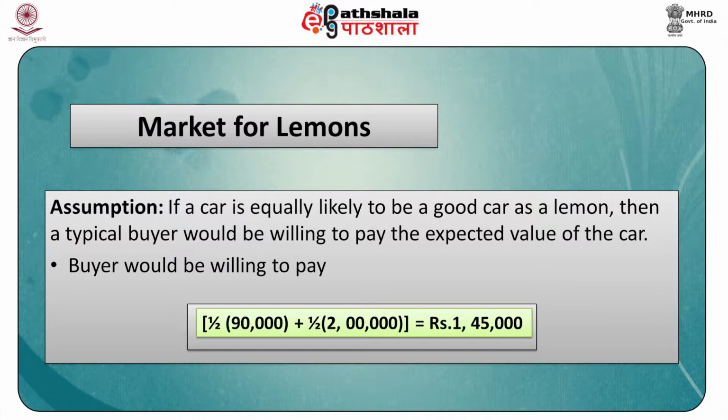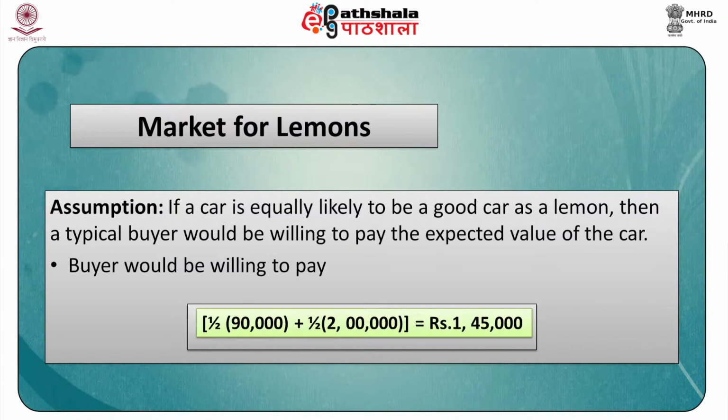At this price, the owners of the lemons would certainly be willing to sell their car, but the owners of the good cars wouldn't be willing to sell their cars. By assumption, they need at least 1,50,000 rupees to part with their cars. The price that the buyers are willing to pay for an average car is less than the price that the sellers of the good cars want in order to part with their cars. At a price of rupees 1,45,000, only lemons would be offered for sale.